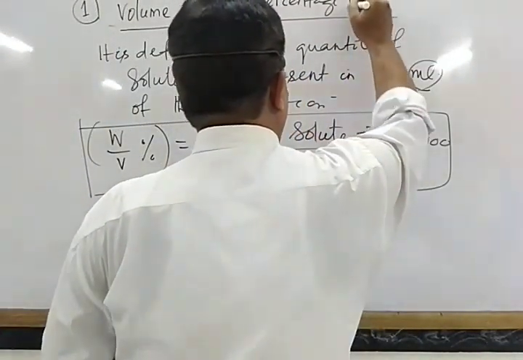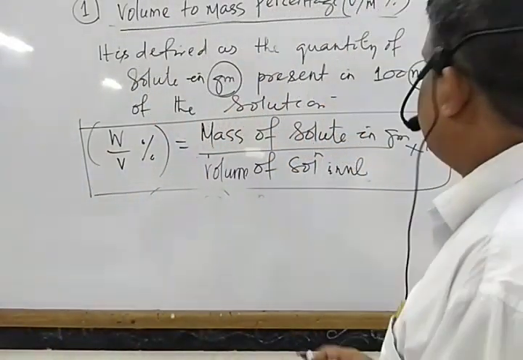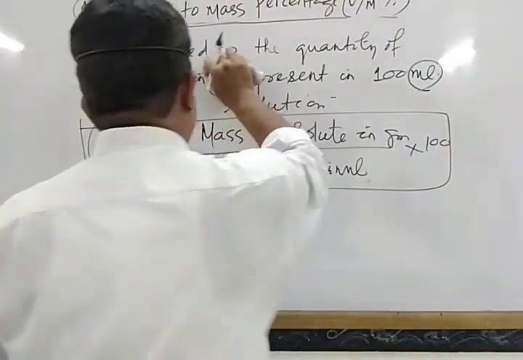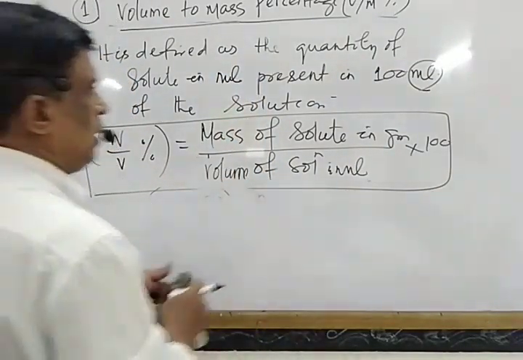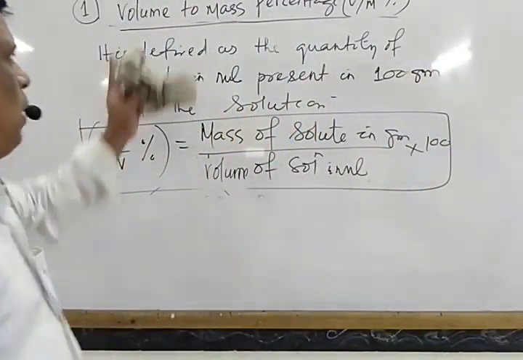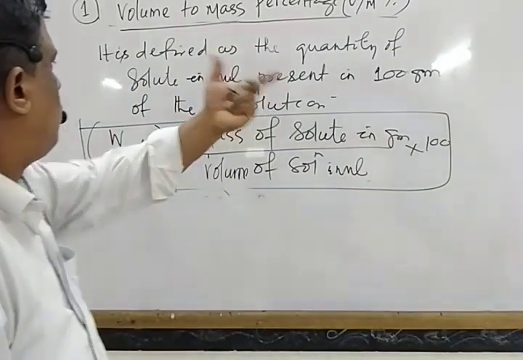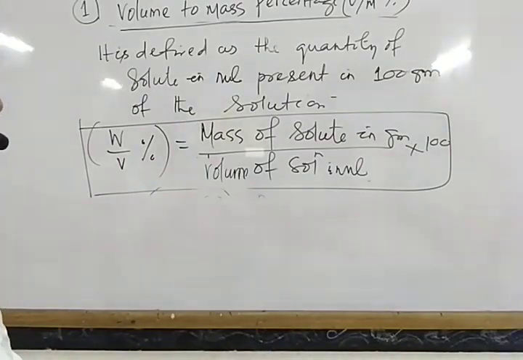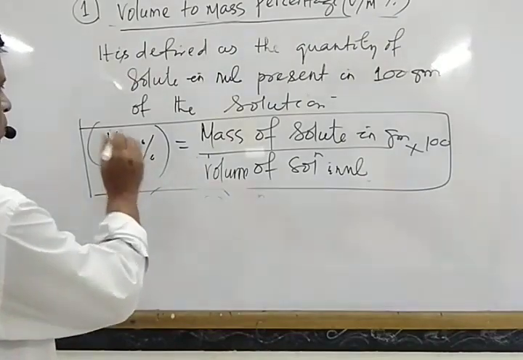The symbol is V by M percentage. That means it is defined as the quantity of the solute in ml present in 100 gram of the solution. Volume to mass means the amount or volume of the solute in ml present in 100 gram of the solution. Symbolically, it is represented as V by M percentage.